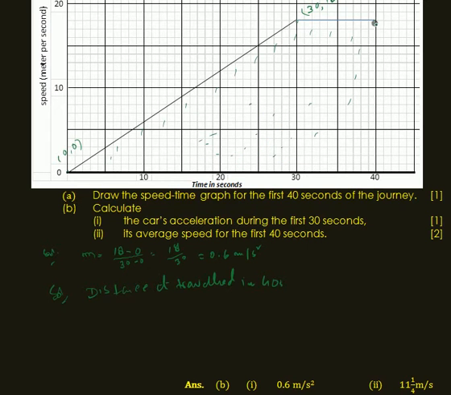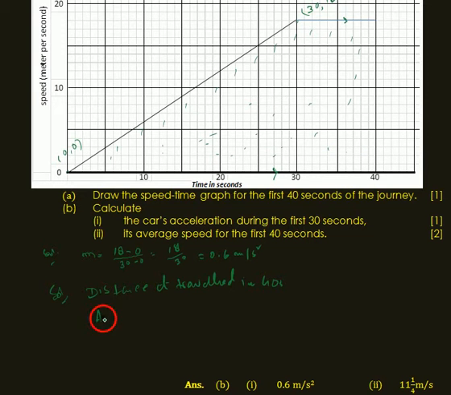So we can see that it is a trapezium. These two lines are parallel, and these two lines are not parallel. So it is a trapezium. So we find the area of the trapezium, which shows how much distance it traveled. In a speed-time graph, the area under the curve, or the area of the diagram, is the distance. So the area of the diagram is a trapezium, so we find the area of the trapezium.